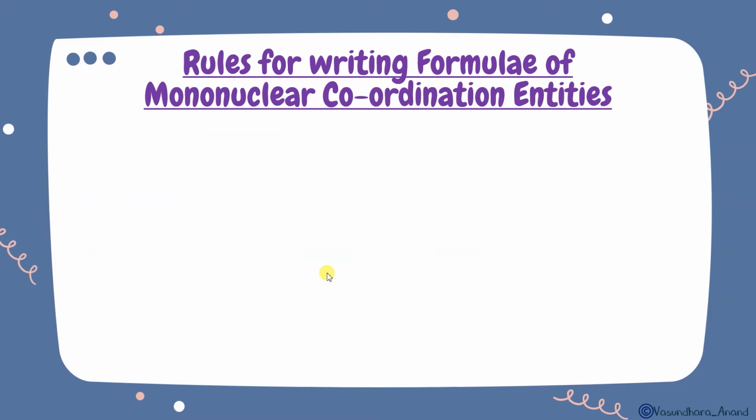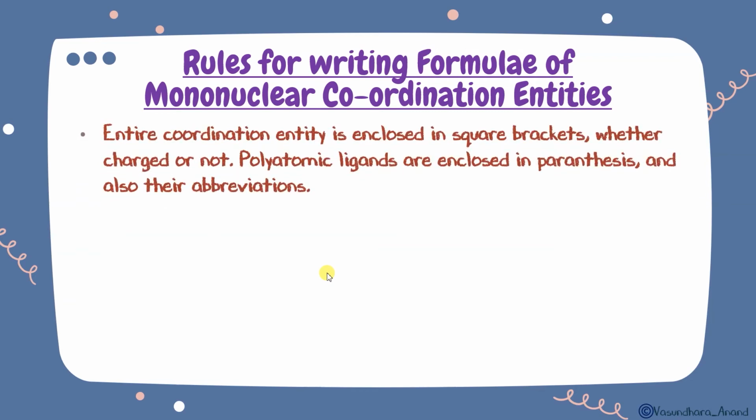Now the next thing, other rules. Entire coordination entity is enclosed in the square bracket, whether the charge is there or not. Charge अगर होगा, we will mark the charge over there, and if charge is not there, it will be like that only. Polyatomic ligands are enclosed in parentheses. If it is a ligand like didentate, tridentate, we are supposed to write that ligand also in the small bracket, and their abbreviation also we will write in the small bracket.